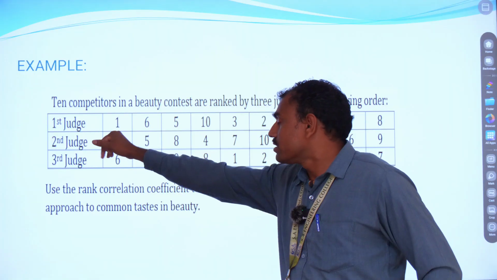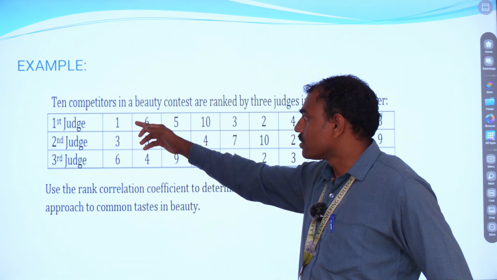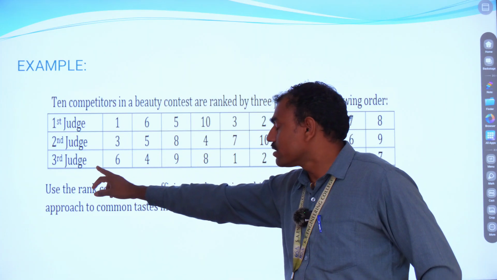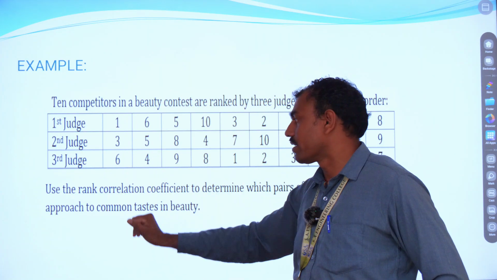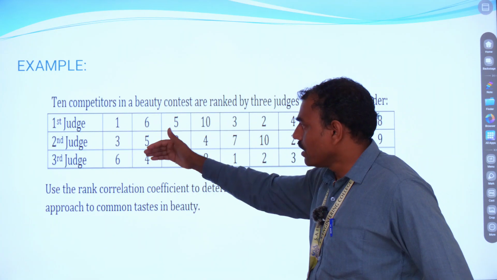The first judge gave the first person rank 1, the second judge gave the third rank, and the third judge gave the 6th rank. So each person received 3 ranks.